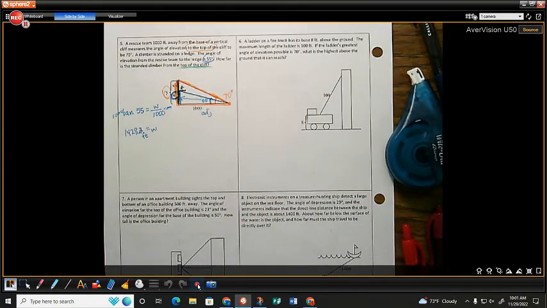You're going to have to be able to reproduce this kind of thing on your homework and on your test. Practice thinking for yourself. Don't expect everybody to spoon feed you all the time.